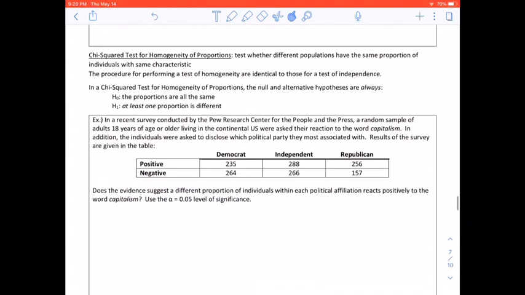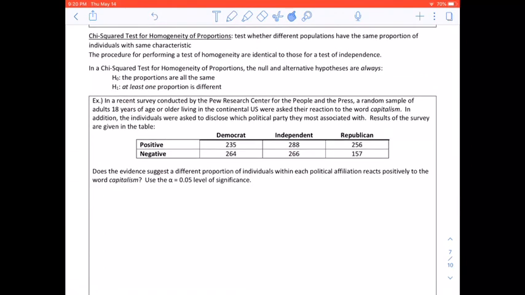The next test that we have is called the chi-square test for homogeneity of proportions. It tests whether different populations have the same proportion of individuals with the same characteristic. The procedure for performing the test of homogeneity is identical to performing the test for independence that we just went through. So the only difference, besides going through with the calculator, is that our null and alternative hypotheses are going to be different. So definitely something we need to know.